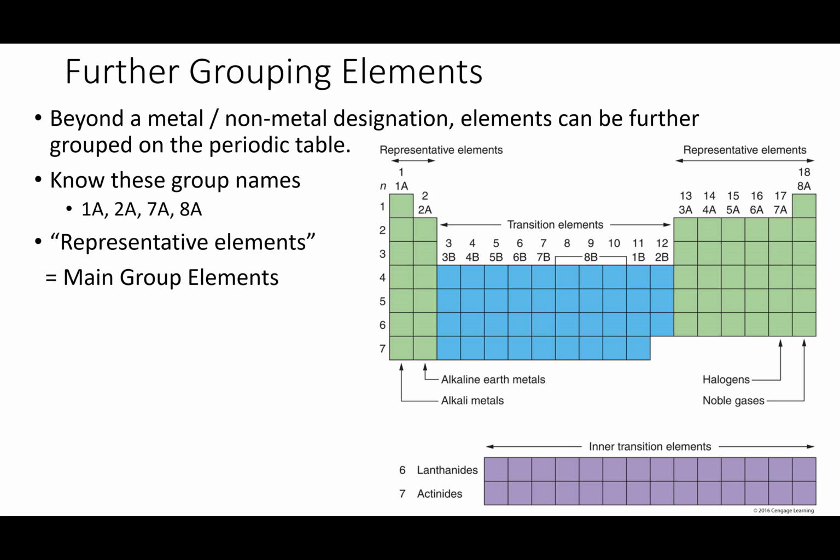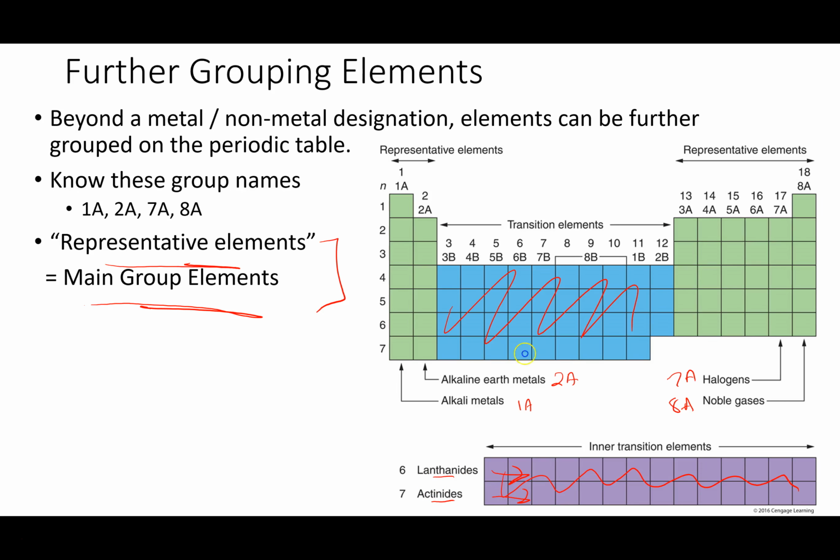You're going to want to know some group names or some family names. So for instance, 1A is the alkali metals, 2A is the alkaline earth metals, 7A is the halogens, 8A is the noble gases. Okay, the A's are all main group elements. Your textbook calls them representative elements. These mean the same thing. And then these B guys are the transition elements. These purple guys are the inner transition elements. Sometimes these guys are called the lanthanides, and these guys are called the actinides.